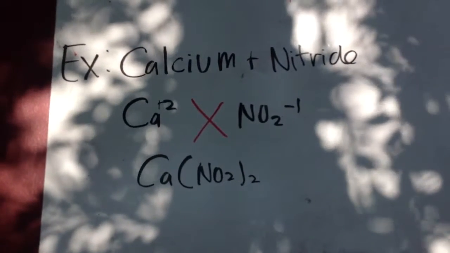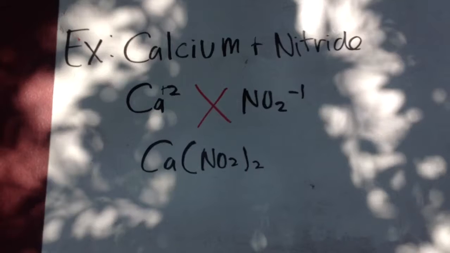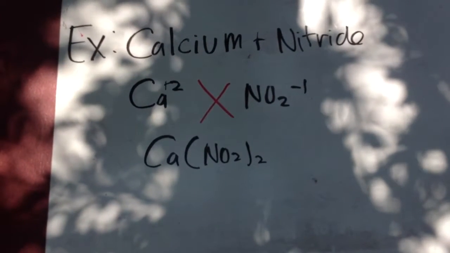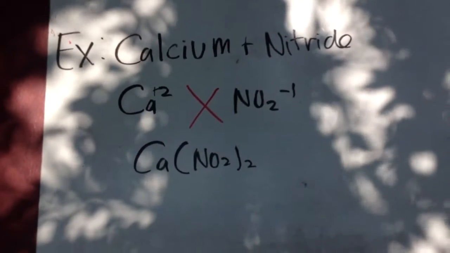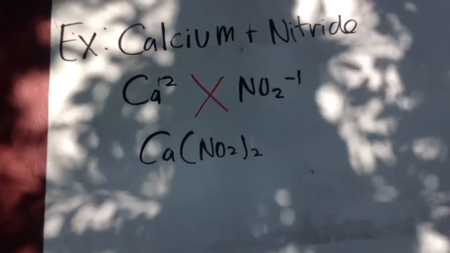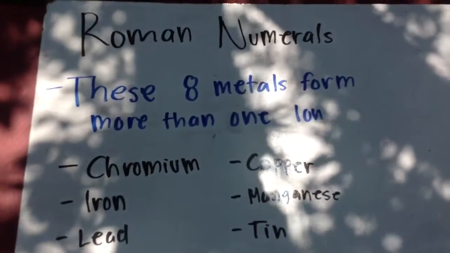Another example would be calcium and nitride. The symbol for calcium is Ca, and its ion is plus 2. And the symbol for nitride is NO2, and its ion is negative 4. You switch the ions, and it becomes Ca(NO2)2. Now we're going to move on to Roman numerals.